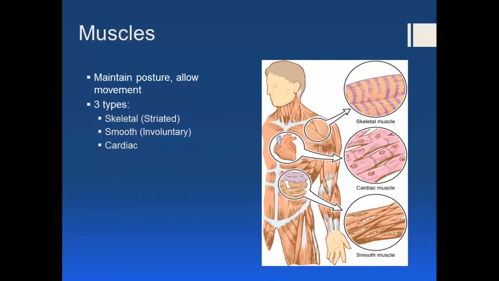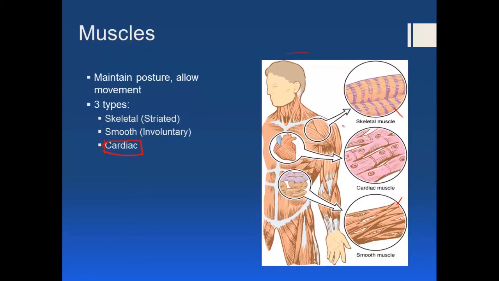All right, so muscles. Muscles are important to allow us to maintain posture, and they allow us to move. They also do some other things that we don't necessarily have control over. For example, the heart. The heart is made completely of muscle. It's a particular type of muscle called cardiac muscle. Very specific.